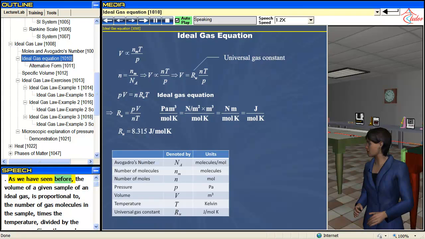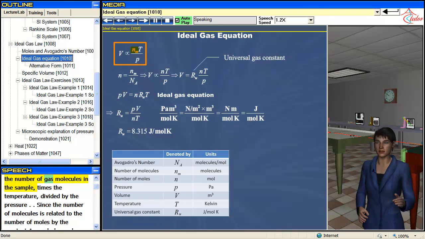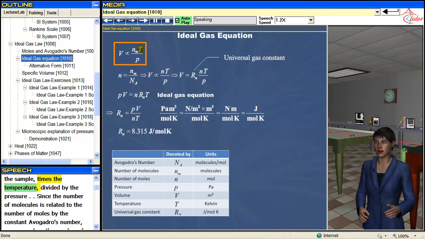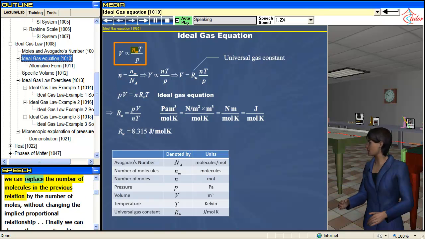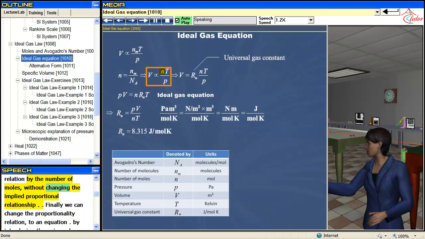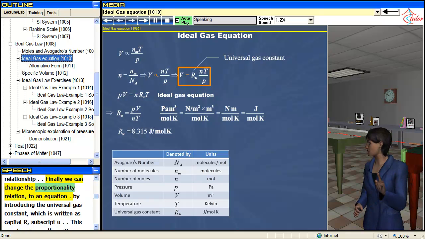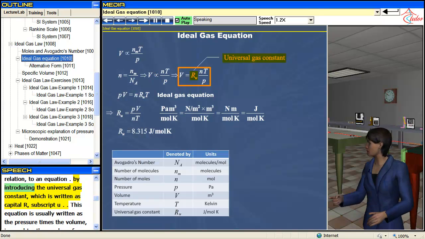As we have seen before, the volume of a given sample of an ideal gas is proportional to the number of gas molecules in the sample times the temperature divided by the pressure. Since the number of molecules is related to the number of moles by the constant Avogadro's number, we can replace the number of molecules in the previous relation by the number of moles, without changing the implied proportional relationship. Finally, we can change the proportionality relation to an equation by introducing the universal gas constant, which is written as capital R, subscript U.